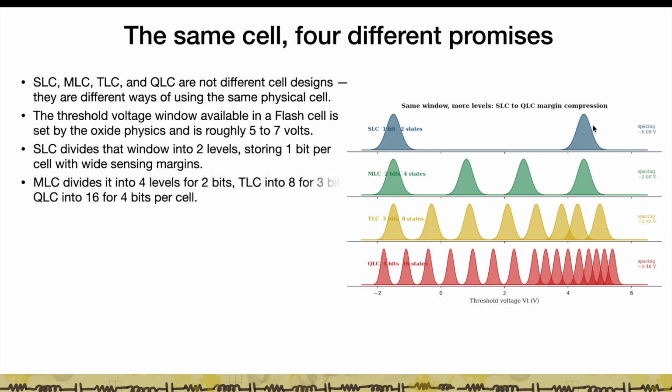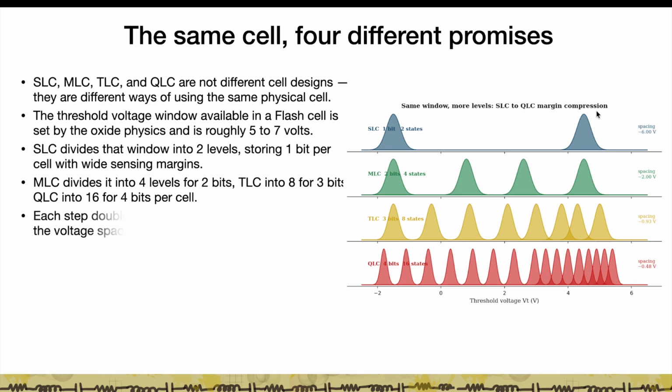SLC at the top, you have two distributions, enormous spacing between them. Narrow peaks. Reading an SLC is easy. The sense amp has to distinguish between a threshold voltage near minus 1.5 volts and one near 4.5. 6 volts of separation, you can't miss that.